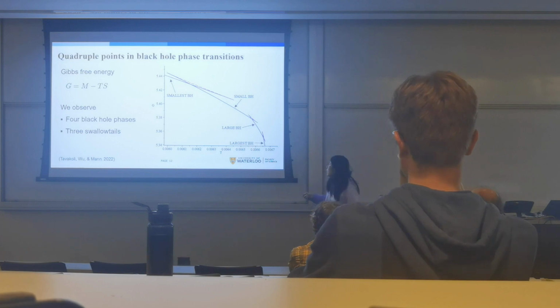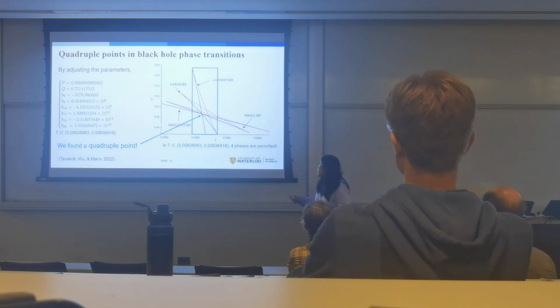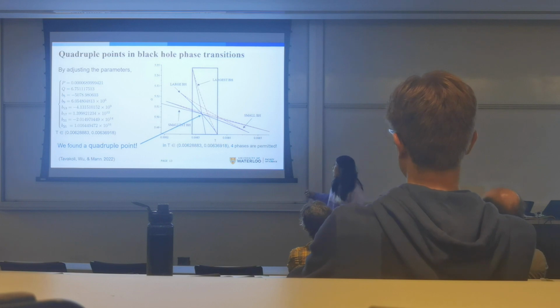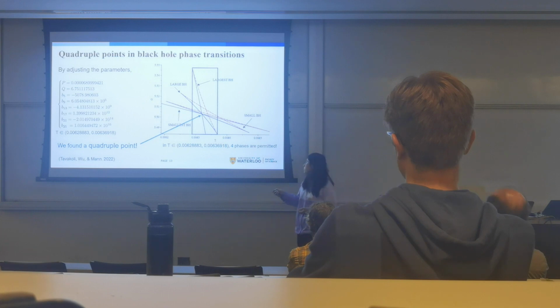We can find that there are 4 black hole phases and also 3 swallowtails. By adjusting the parameters, the pressure, the charge, and also the coupling constants alphas, we can make the 4 blue lines intersect at a single point. So by adjusting these parameters, we can make the previous diagram become this. This is still the Gibbs free energy versus temperature diagram, but in this figure, we can see that the 4 blue lines intersect at this single point. This point is the quadruple point, where the 4 phases can coexist. Also in this temperature range, the 4 black hole phases are permitted.